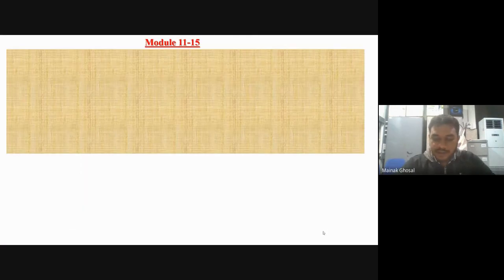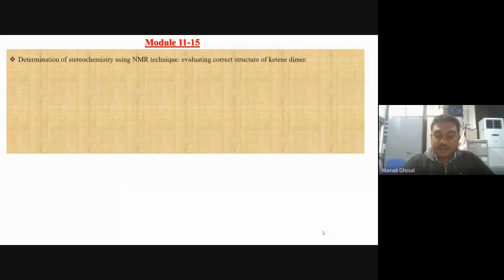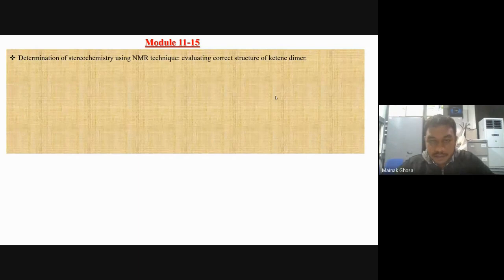First, starting the module, there was a question where Professor Sankar Raman explained the determination of the stereochemistry using the NMR technique, and there we explained the ketene structure, which looks like this, CH2 double bond C double bond O. He explained that when this dimerizes, either it can form diketone or it can form lactone.